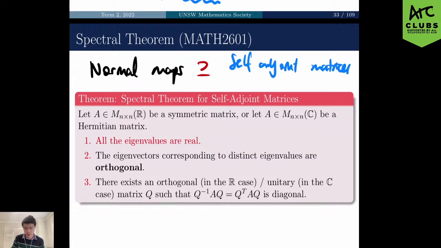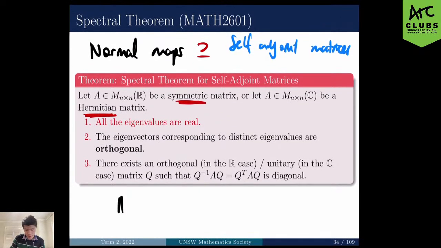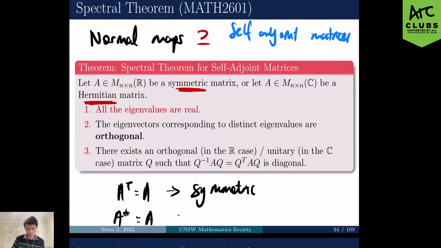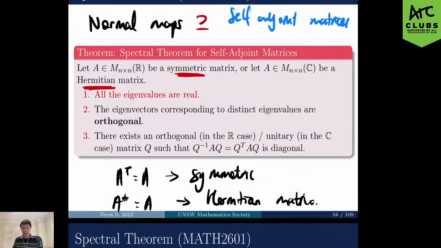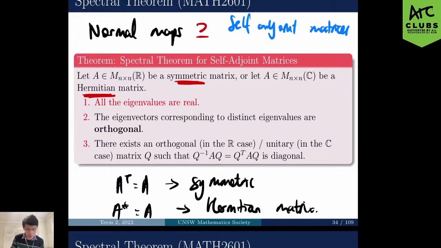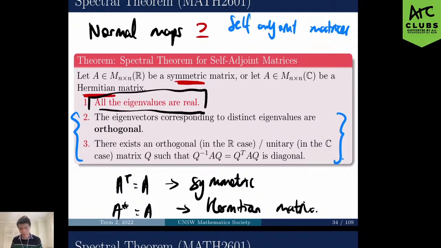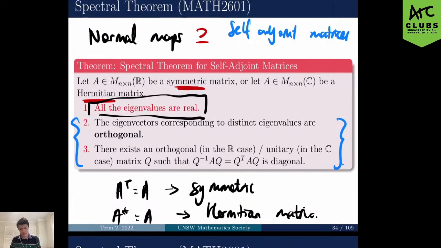So a symmetric matrix or a Hermitian matrix. If you recall from last time, if A^T equals A, we've got a symmetric matrix. If A adjoint equals A, you've got a Hermitian matrix. If that's true, then you get what you've got before because they're a subset of normal maps. So you can diagonalize it orthogonally, but also you get this extra property for free. All the eigenvalues are real, right? And that's really useful for later on.